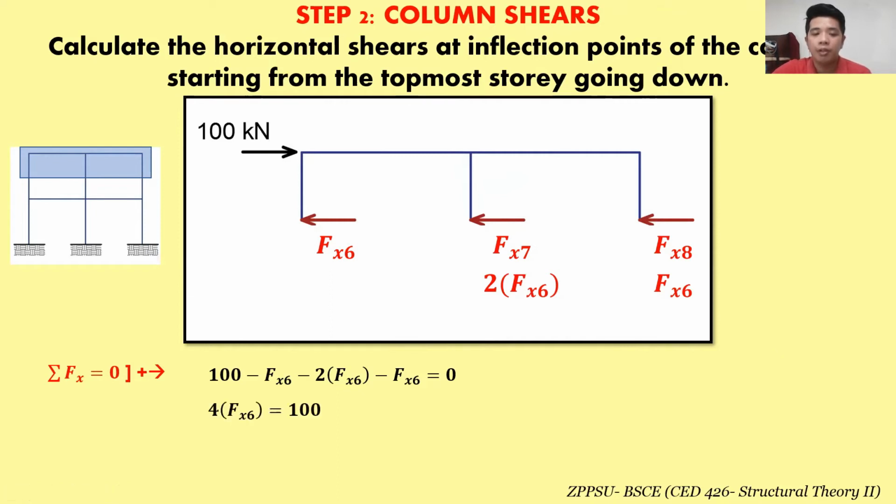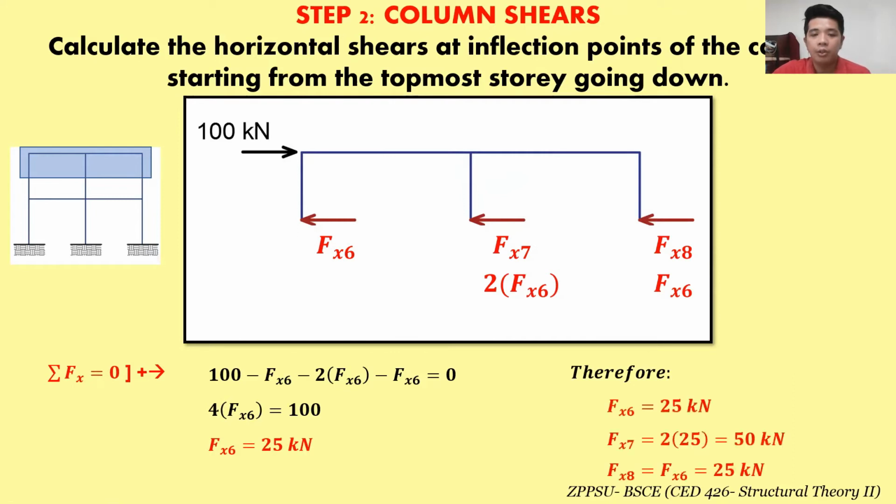So we have this simplified equation. So Fx6 is simply equal to 25 kilonewtons. So therefore, Fx6 is equal to 25 kilonewtons. Fx7 is equal to 2 times 25 is equal to 50. And lastly, Fx8 is simply equal to Fx6, which is 25 kilonewtons. So tapos na tayo sa top floor.